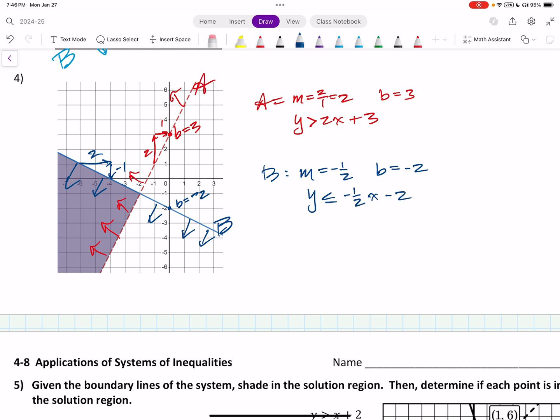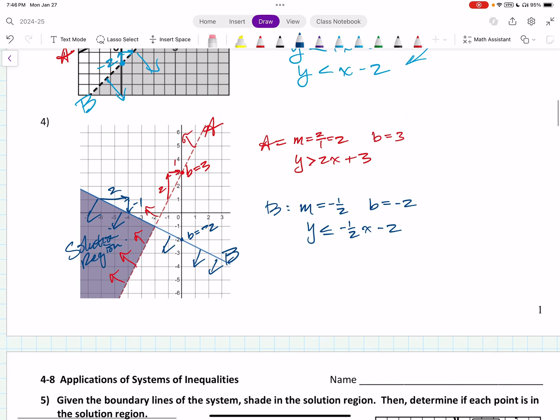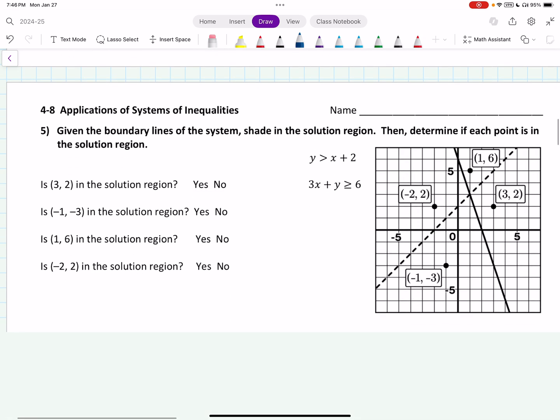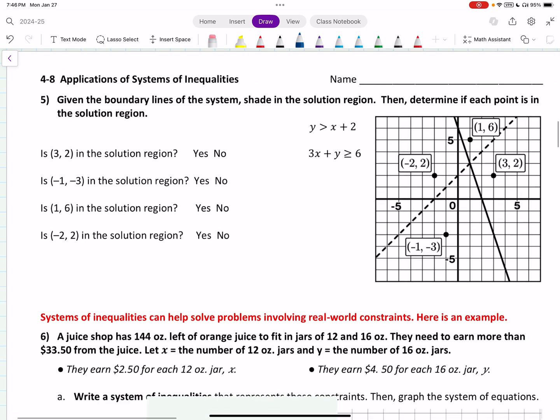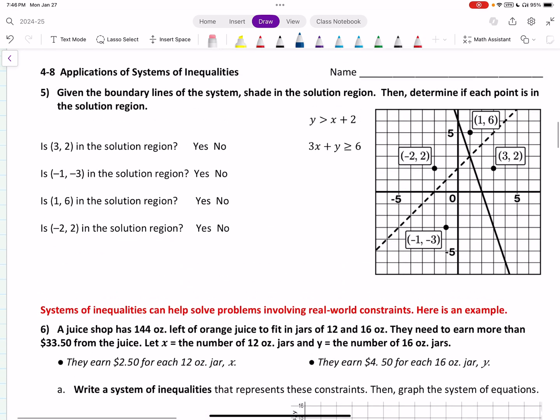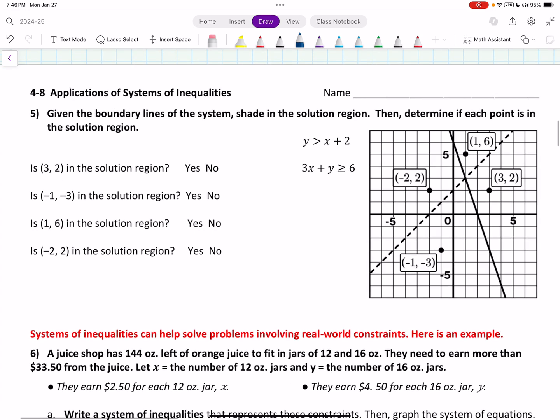It's not that hard. Remember, the solution region is the dark region where they both overlap. And there's the first number 4. There we go. Let's do one more here. I'm going to cut up the video into 2 different parts. Let's do one more. Okay, number 5.